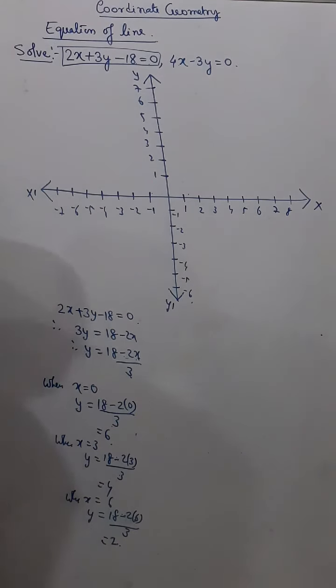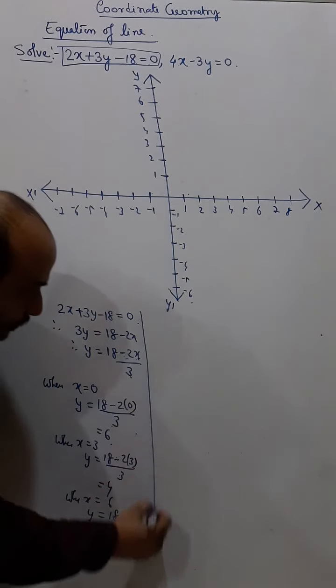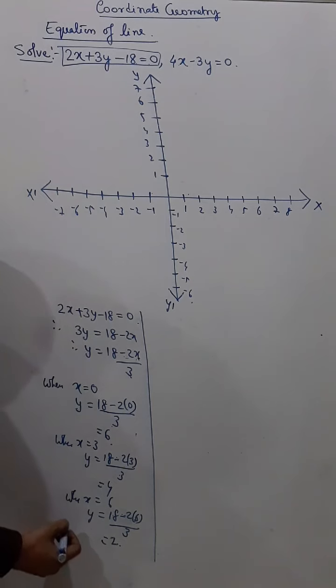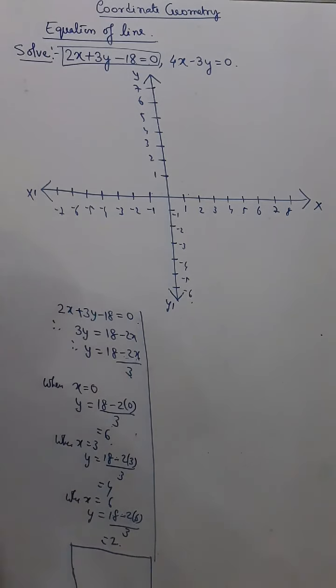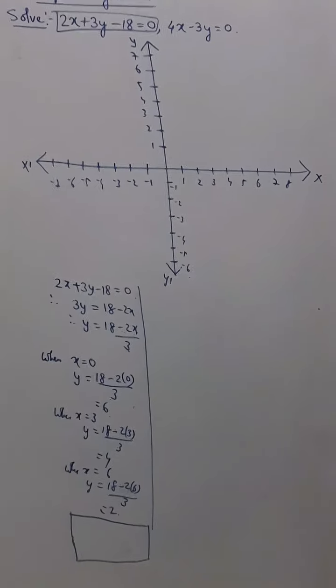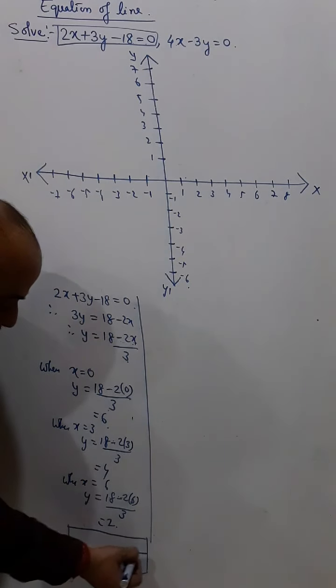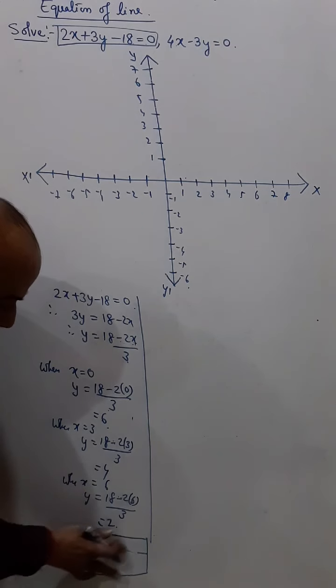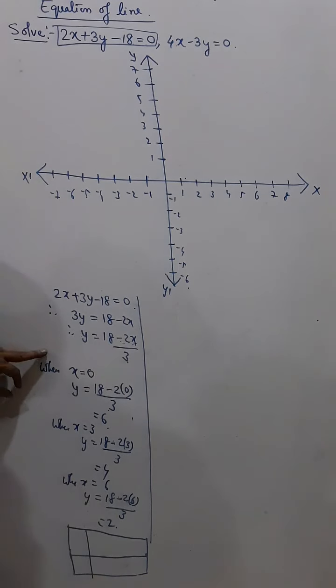Now we will make a box. Like this. So at least we'll take 3 values. 3 values will be enough, not less than 3 values. So minimum we have to take 3 values.